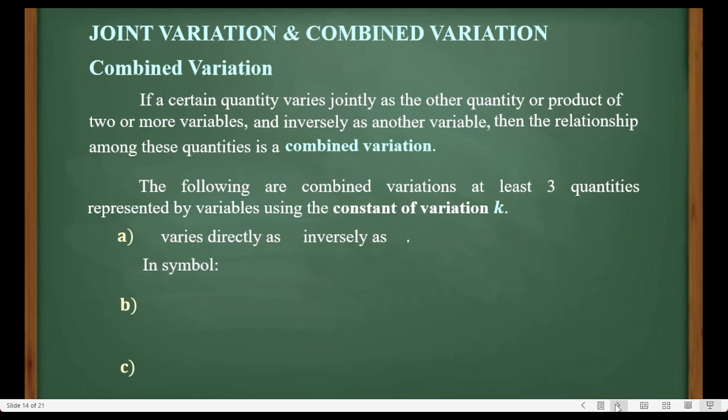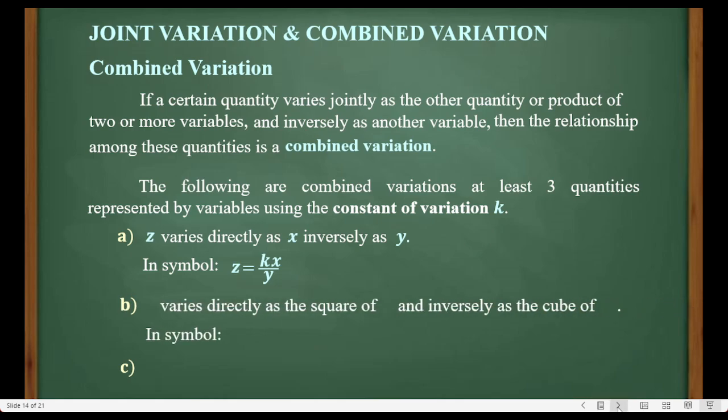First one is Z varies directly as X and inversely as Y. So, at this point, we have the corresponding mathematical translation of this statement. Next, P varies directly as the square of Q and inversely as the cube of R.